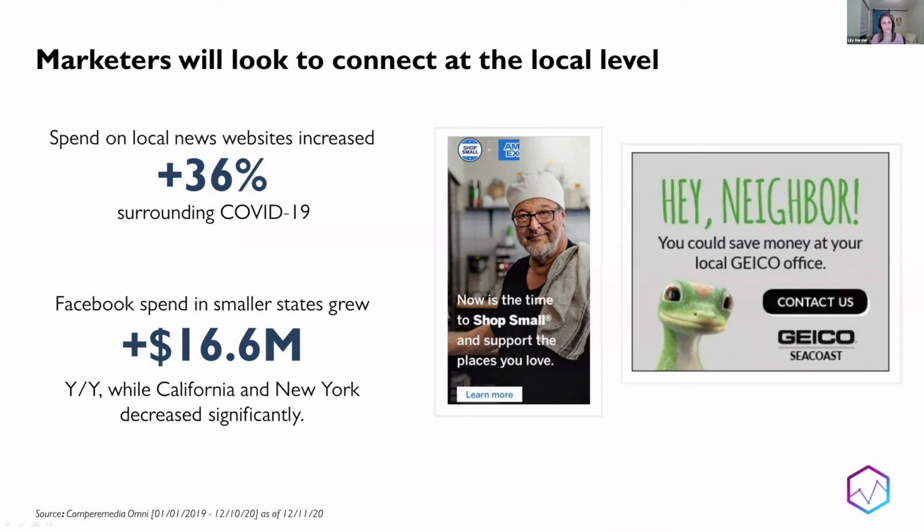American Express has done this for a long time with their Shop Small initiatives, but we're even seeing it from Geico, Hi Neighbor, just having that vernacular of being a little bit more close to home and a little bit more community focused. And the numbers are showing this movement as well, seeing targeting in more of the smaller states and the local news sources. So that's really an area that I think is going to continue.